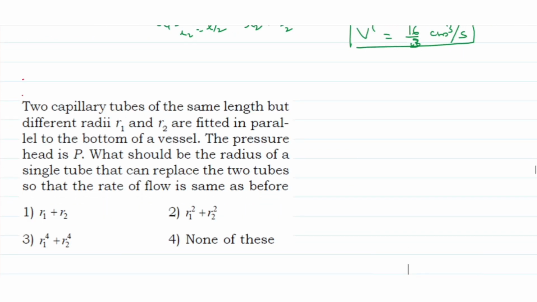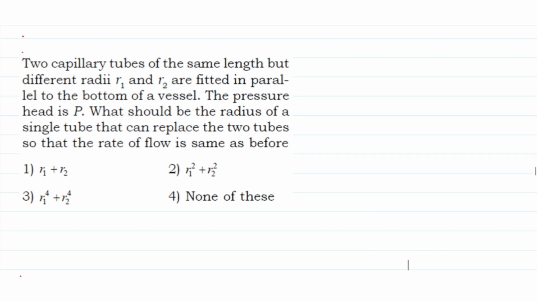The next question says, two capillary tubes of the same length but different radii, R1 and R2, are fitted in parallel to the bottom of the vessel. The pressure head is given as P. What should be the radius of the single tube that can replace the two tubes so that the rate of flow will be the same as before?